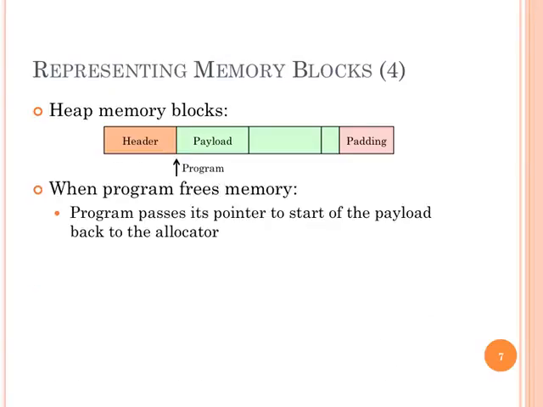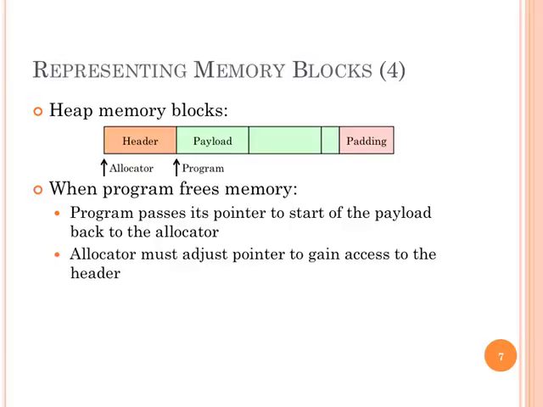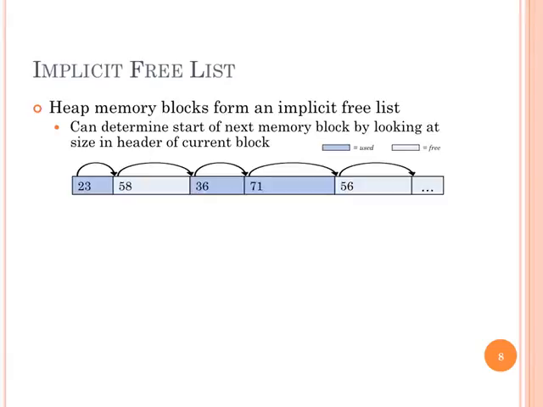Okay, when a program frees memory, remember, the program has the payload pointer, a void star pointing to the start of the payload, and that's what's supposed to come back to the allocator. So the allocator needs to get to the header to see what it needs to do. It can just cast it, for example, to a header star, and then subtract 1 from it. That'll move it back 1 header size, and now it can work with the header on the payload. So the allocator has to do some pointer arithmetic to do that kind of stuff.